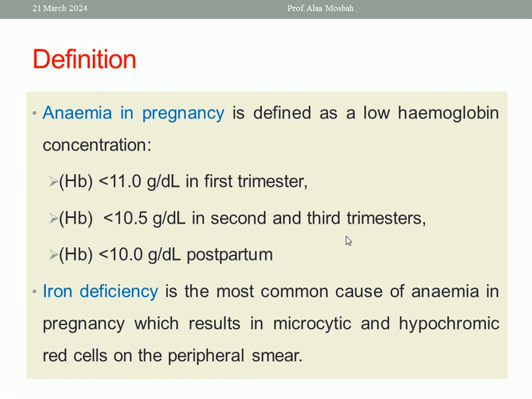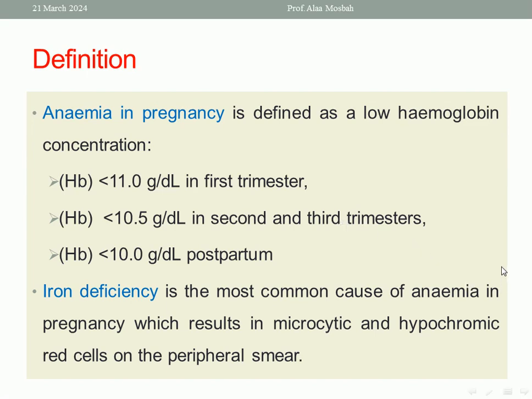So as I said before, again, anemia in pregnancy is defined as low hemoglobin concentration if less than 11 gram per deciliter in first trimester, if less than 10.5 gram per deciliter in second and third trimester, if it is less than 10 gram per deciliter postpartum.